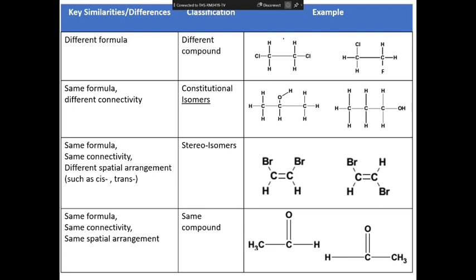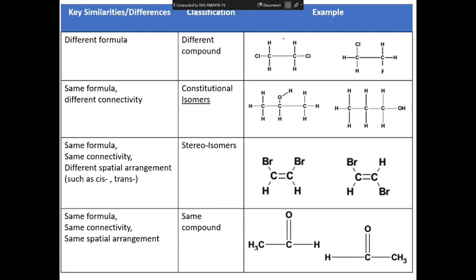Your job on the assignment is going to be to look at two different compounds side by side, or two different structures, and decide: are they actually different compounds because they have totally different formulas? Well, you'll know that by counting the atoms. Look at the first example. It's got 2 carbons, 4 hydrogens, and 2 chlorines. The molecule next to it has 2 carbons, 4 hydrogens, but now a chlorine and a fluorine. So they have different formulas. They're different compounds completely.